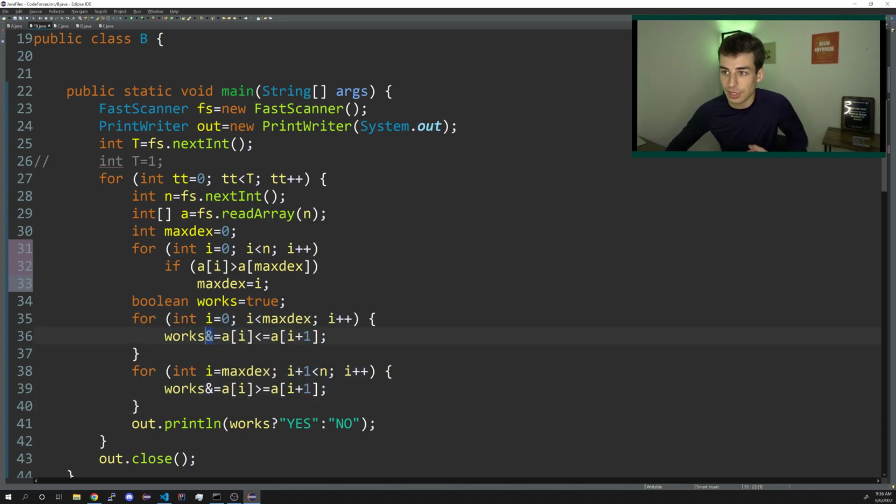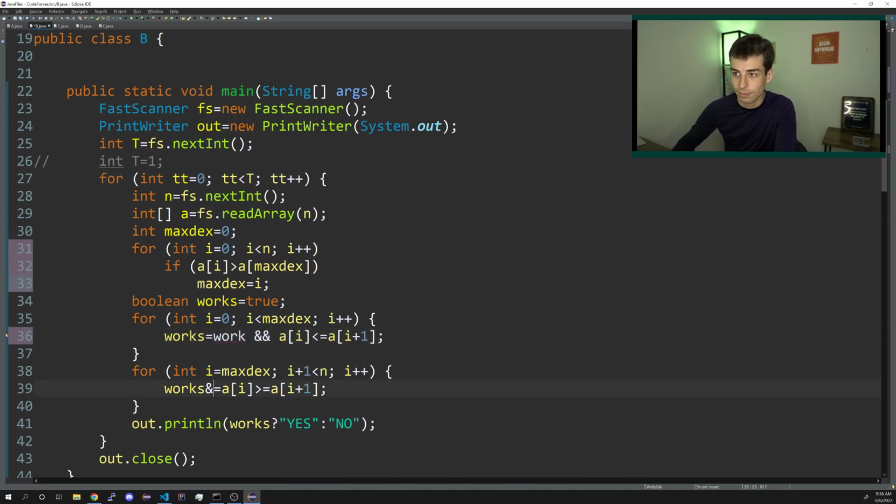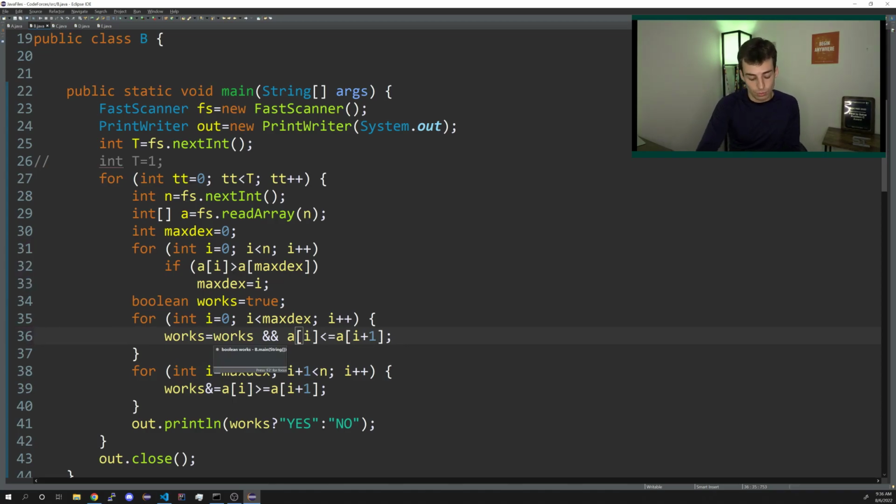And equals is just the same as works equals works and this. So you get the idea. It has to work for the entire part before, and then also this step has to be an increase. That's what you're looking for. All right, that's problem B.